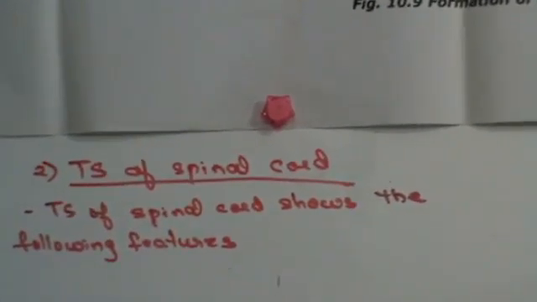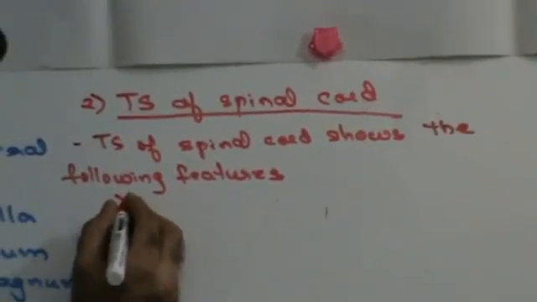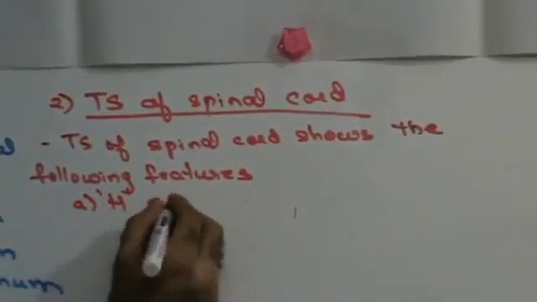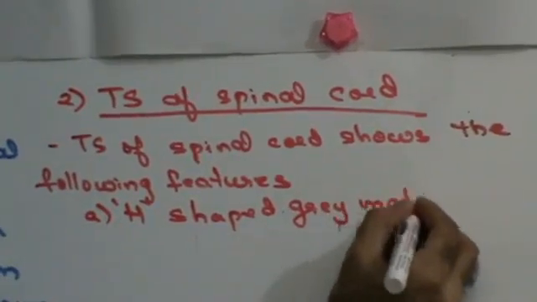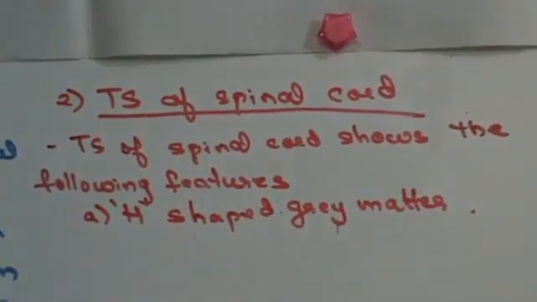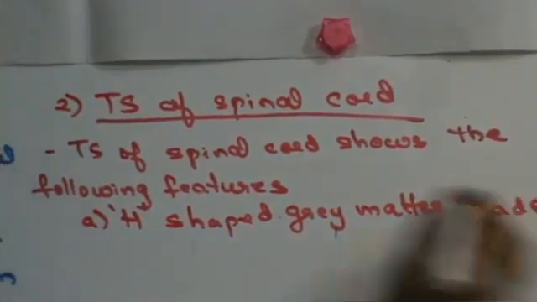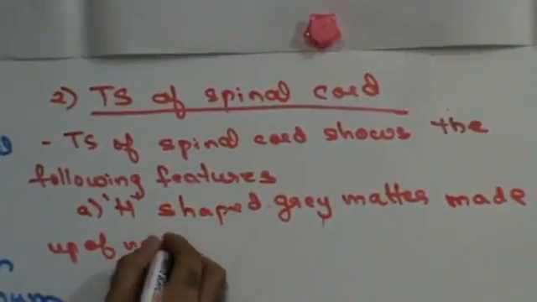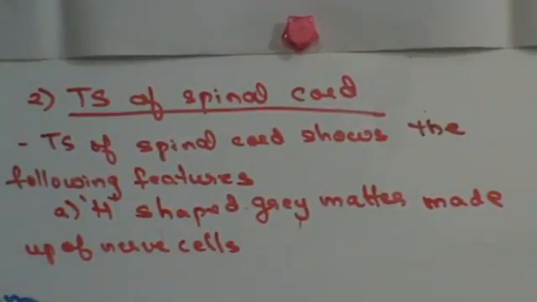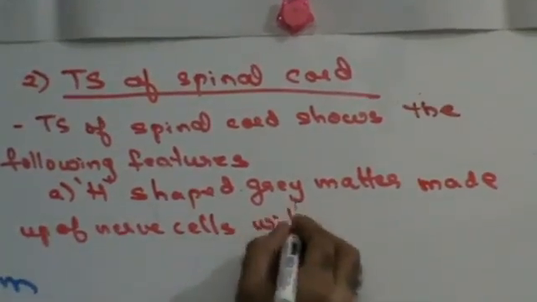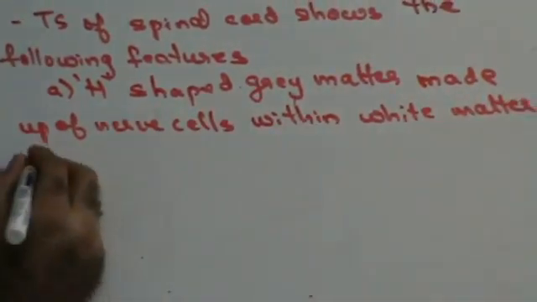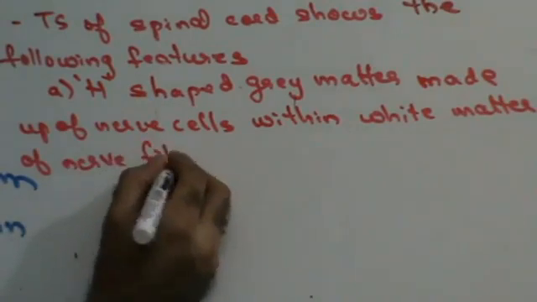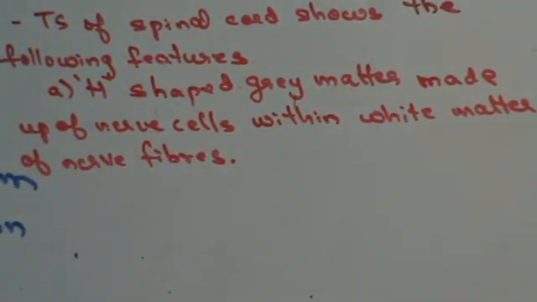First, an H-shaped grey matter made up of nerve cells, within white matter of nerve fibers. Right?